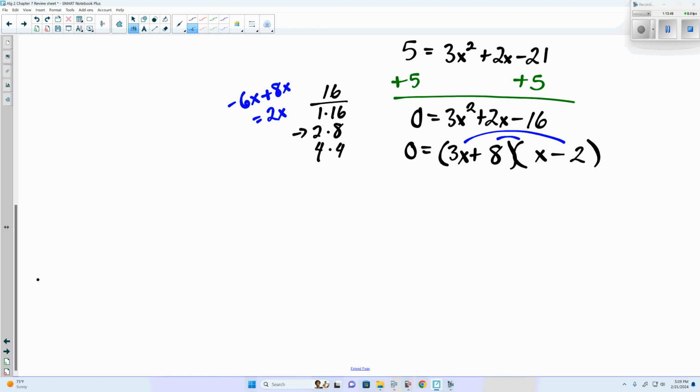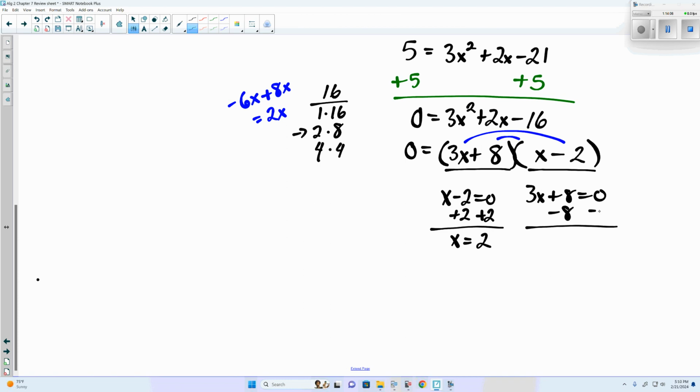So, that is correct. And at this point here, we have 2 things multiplied together equals 0, so one of these expressions has to be 0. Now for our x minus 2, we would add 2 to both sides. x is equal to 2. For 3x plus 8, we would subtract 8. 3x is equal to negative 8. Divide by 3. x is equal to negative 8/3.